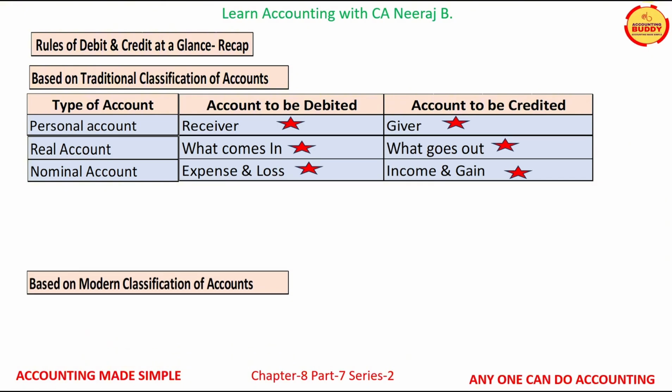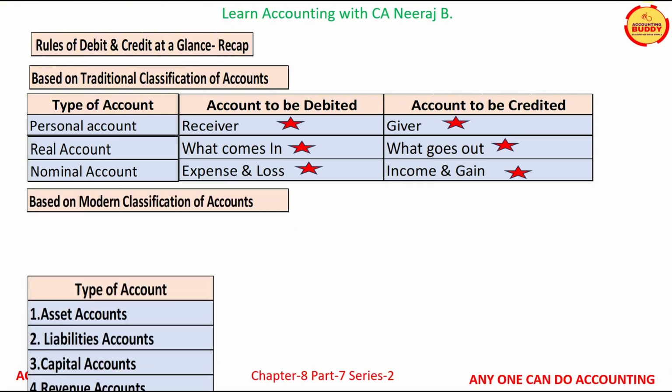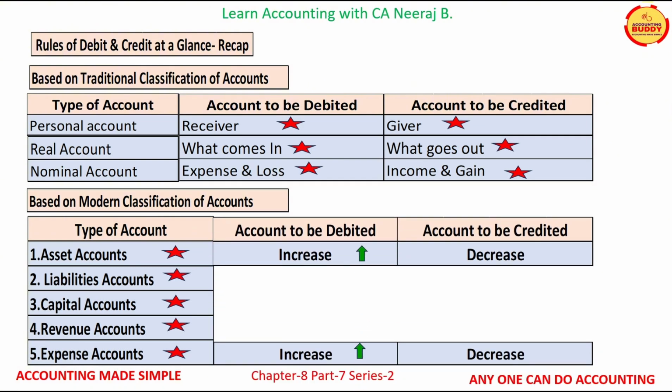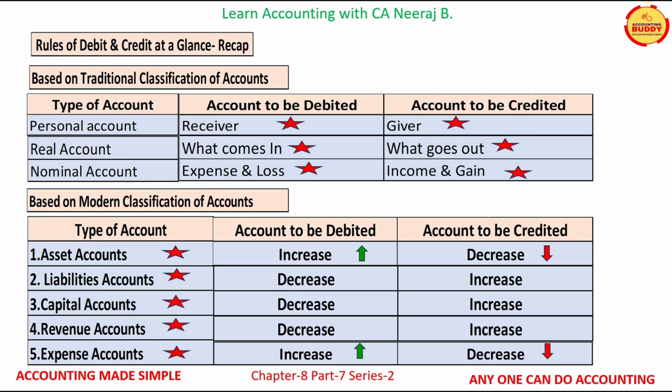Now, under modern classification of accounts, accounts are classified into asset accounts, liability accounts, capital accounts, revenue accounts, and expense accounts. Asset and expense accounts are debited when they increase, while asset and expense accounts are credited when they decrease. Liability accounts, capital accounts, and revenue accounts are credited when they increase, while these accounts are debited when they decrease. We have discussed both traditional classification and modern classification of accounts and their related debit and credit rules in our previous chapter also.